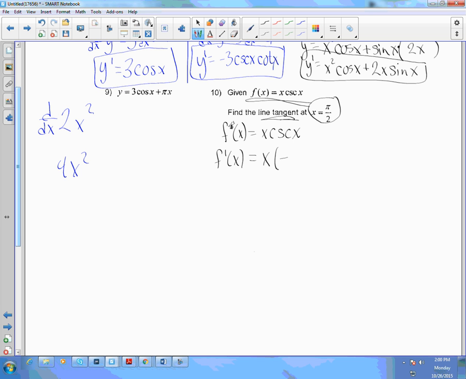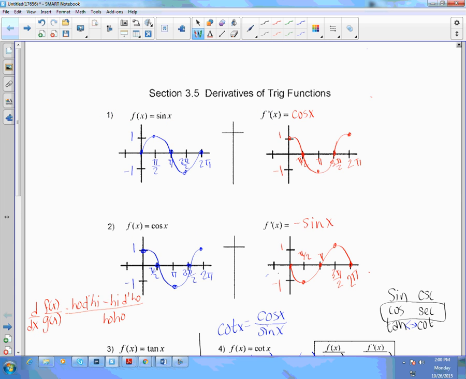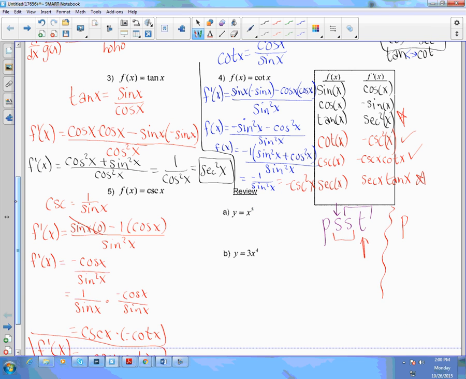And then negative cosecant. Okay, which one are we doing right now? Cosecant. Negative cosecant. So, cosecant's derivative also has cosecant in it. Secant's derivative has secant in it. So, keep that in mind. So, negative cosecant x cotangent x.